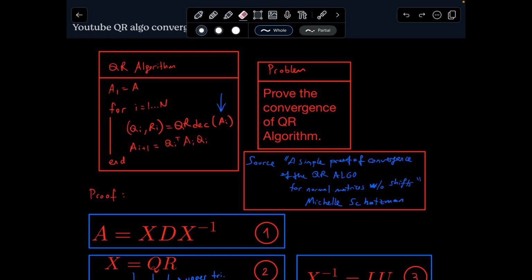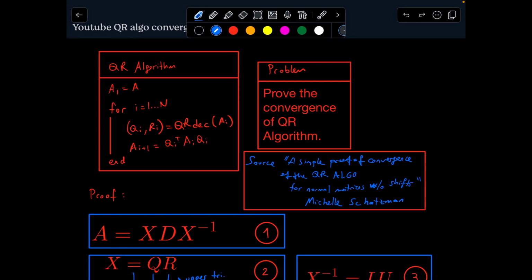So for a given A, there might be multiple Q and R matrices. This is not a unique operation. But if we impose the condition that the diagonal entries of this R matrix are positive, then this is unique. For a given A, Q and R can be found in a unique way.